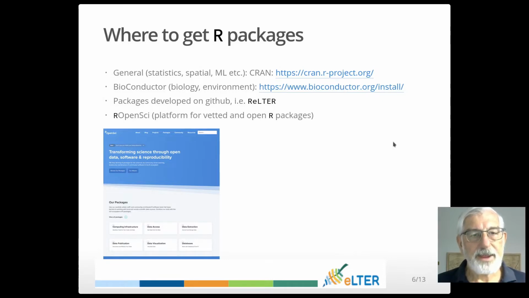Where do we find R packages? The main central repository for all of the R packages is CRAN. This includes everything to do with mathematics and statistics and spatial and machine learning and so on. The second popular repository is called Bioconductor. Many of the packages on Bioconductor deal with environment, ecology, biology. The developers who are working on new packages often keep them on GitHub. For example, the ReLTER package that we'll get to in future videos currently lives on GitHub.